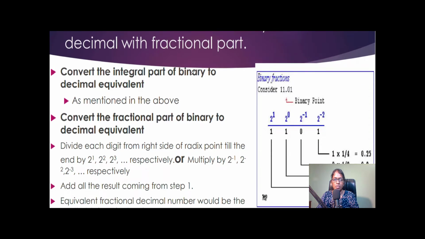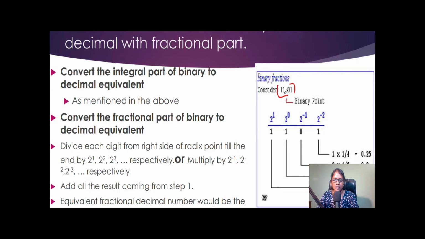Converting the integral part of binary to decimal equivalent is as mentioned in the slides. So now we have to focus on this fractional part. Consider this number, 11.01. This is the binary value. Now I want to convert this binary fractional number into its equivalent decimal value.